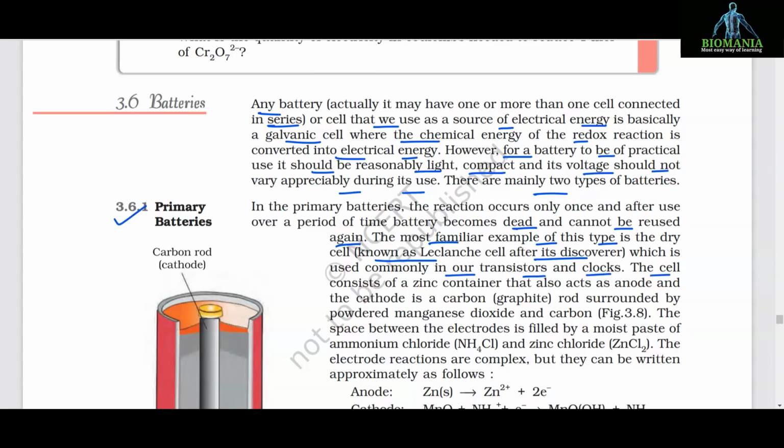The cell consists of a zinc container that also acts as the anode, and the cathode is a carbon graphite rod surrounded by powdered manganese dioxide and carbon. Figure 3.8. The space between the electrodes is filled by a moist paste of ammonium chloride, that is NH4Cl, and zinc chloride, that is ZnCl2. The electrode reactions are complex, but they can be written approximately as follows.